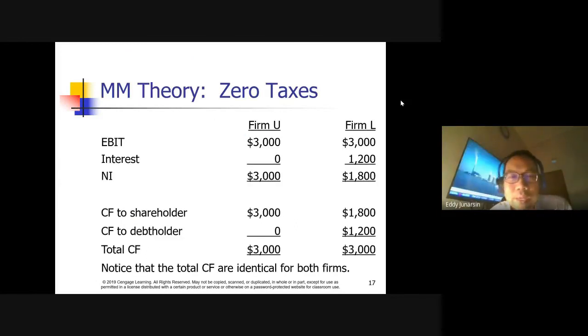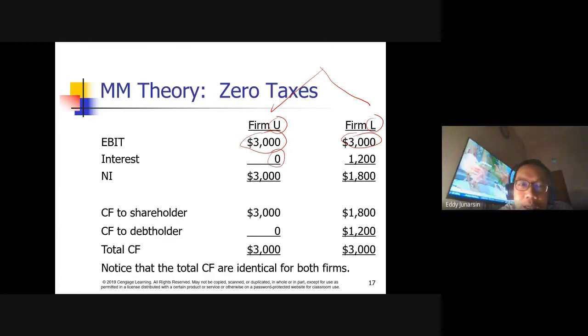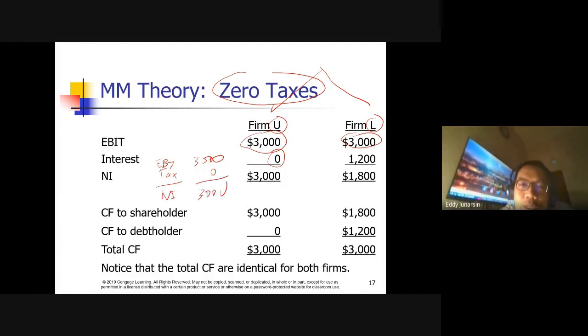Okay, so we'll see why, the irrelevance theory. Coming back to a situation such as this one, firm U and firm L, unlevered firm and levered firm. The unlevered firm is using no debt financing, with an EBIT of 3,000 here. Firm L also has the same operating profit, so it pays no interest expense. Implicitly here we know that the EBT is 3,000, and then the tax is 0, no tax situation. So the net income is 3,000. This is the world without tax.